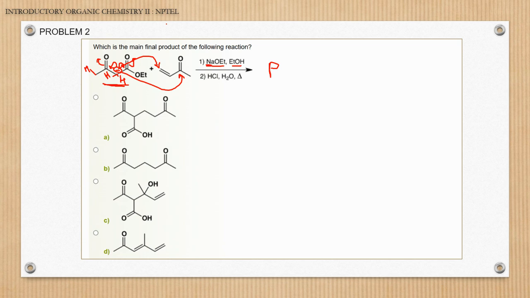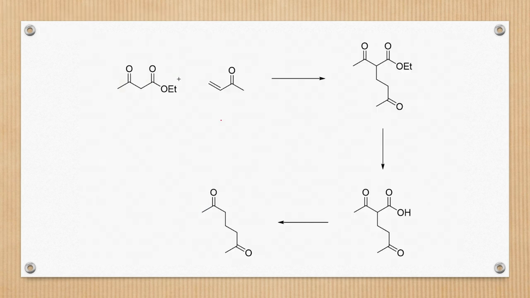You will have a Michael addition here, or you can say the conjugate addition here. So it will attack the beta position. Here, what will happen? First of all, this anion is getting generated, right? And then it will attack this position, that is the beta position. This bond will migrate here.